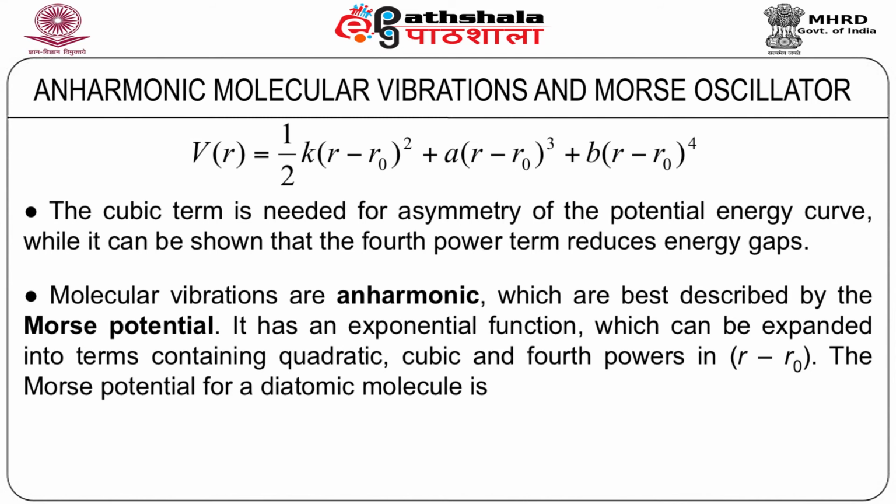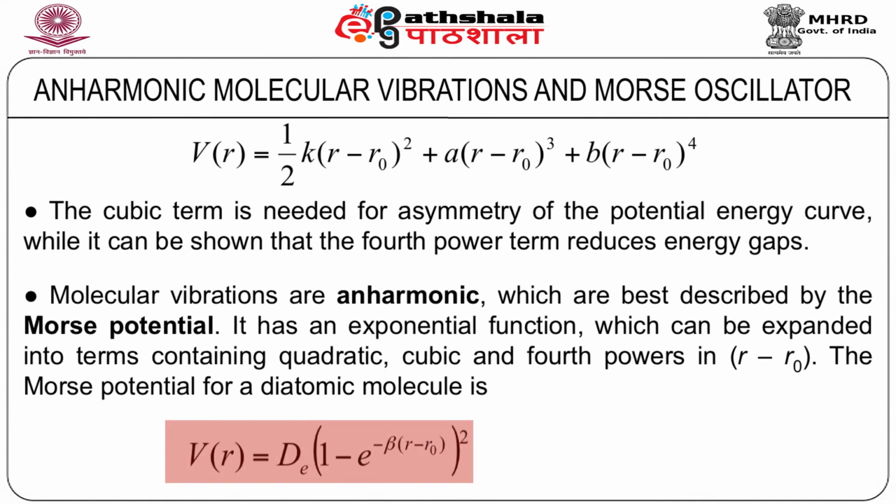The Morse potential for a diatomic molecule is what is written here, V(R) equal to dE times (1 minus e to the power minus beta (R minus R0)) the whole squared, where dE is the dissociation energy of the molecule. As I said, all molecules must dissociate, and the dissociation energy for the hydrogen molecule, for example, is something like 4.5 electron volts, and R0 is the bond length of the molecule. The bond length is usually more than 1 angstrom, about 1.5 angstrom or so.